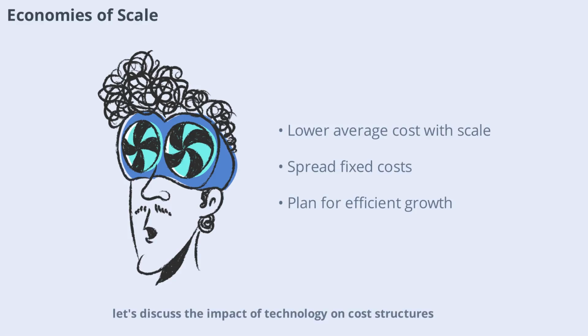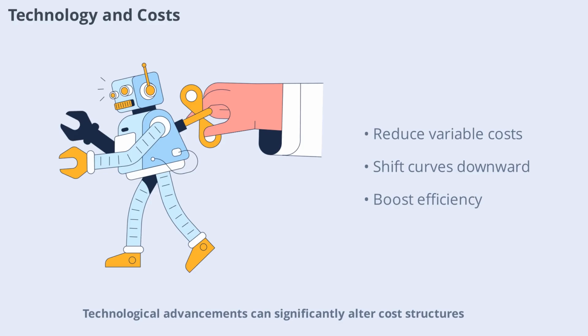Next, let's discuss the impact of technology on cost structure. Technological advancements can significantly alter cost structures. Automation and improved processes often reduce variable costs and shift cost curves downward. This allows businesses to produce more efficiently and remain competitive. Investing in technology is a strategic move for long-term cost management.